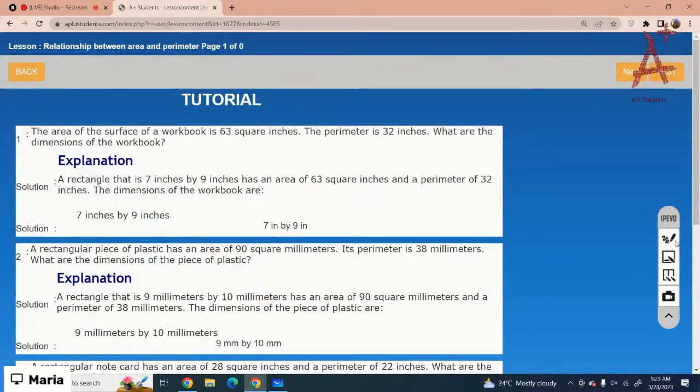So we know that the area is length times width. And the perimeter is the sum of all four sides. So you need to find two numbers that have the product 63, and when you add them it makes 32. Got it? So 63. Let's just start with the test. They are already solved. So you can start.